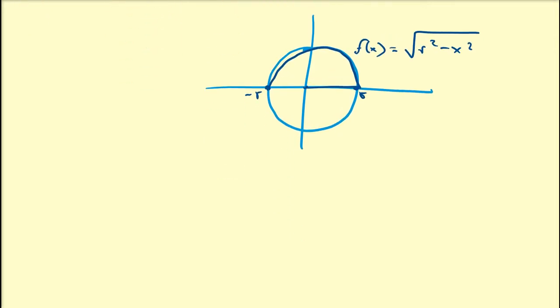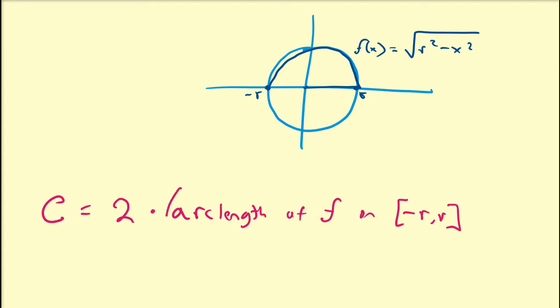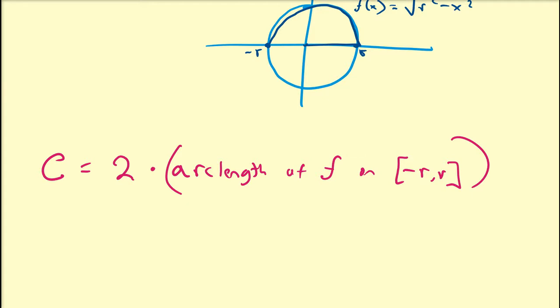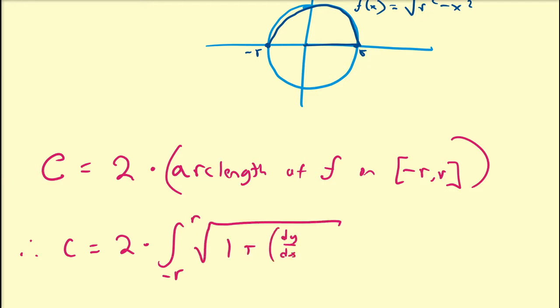So the arc length, pretty much the circumference of the circle, is going to be 2 times this arc length of f on minus r to r. So that's the first observation that we have. And remember how to find the arc length of a curve. So that's going to be equal to 2 times the integral from minus r to r of the square root of 1 plus dy dx, the quantity squared, with respect to x, where dy dx is the derivative of that function that we specified earlier.